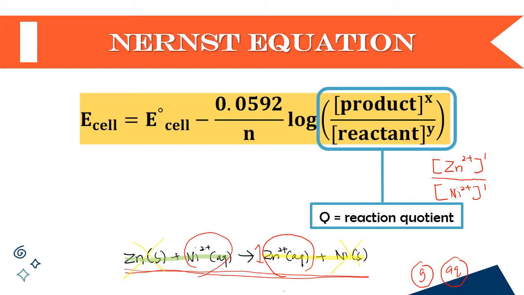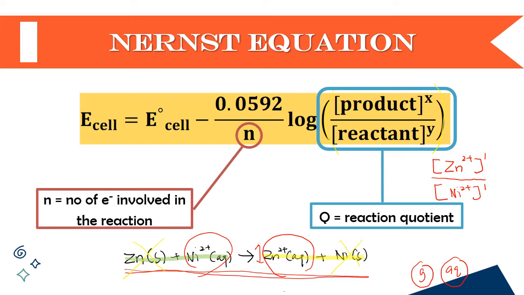Your reaction quotient is the concentration of product to the power of X over the concentration of reactant to the power of 1, and everything over here will be in log. That's the first one. The second one is N. What does N stand for? It stands for the number of electrons involved in the reaction. You will find it while doing the overall equation: the number of electrons that you cancel out is the total number of electrons.